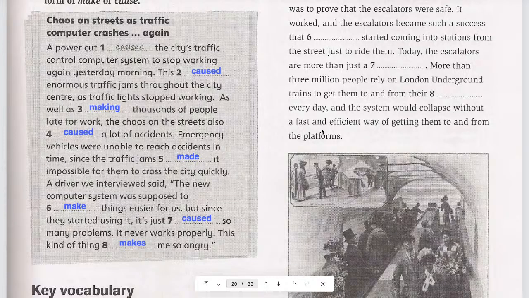Or be used to. She is used to working under pressure, something like that. Or object to, they object to paying extra fees. So many of them, guys. So don't think that after to you need to use the base form of the verb. No, it's completely wrong. Okay.